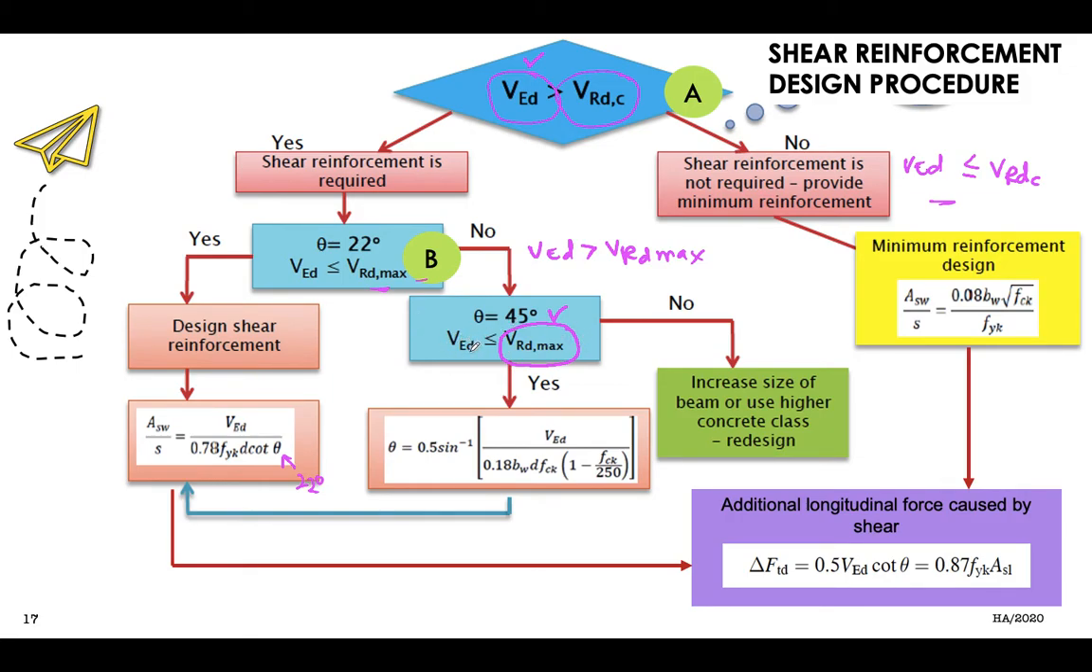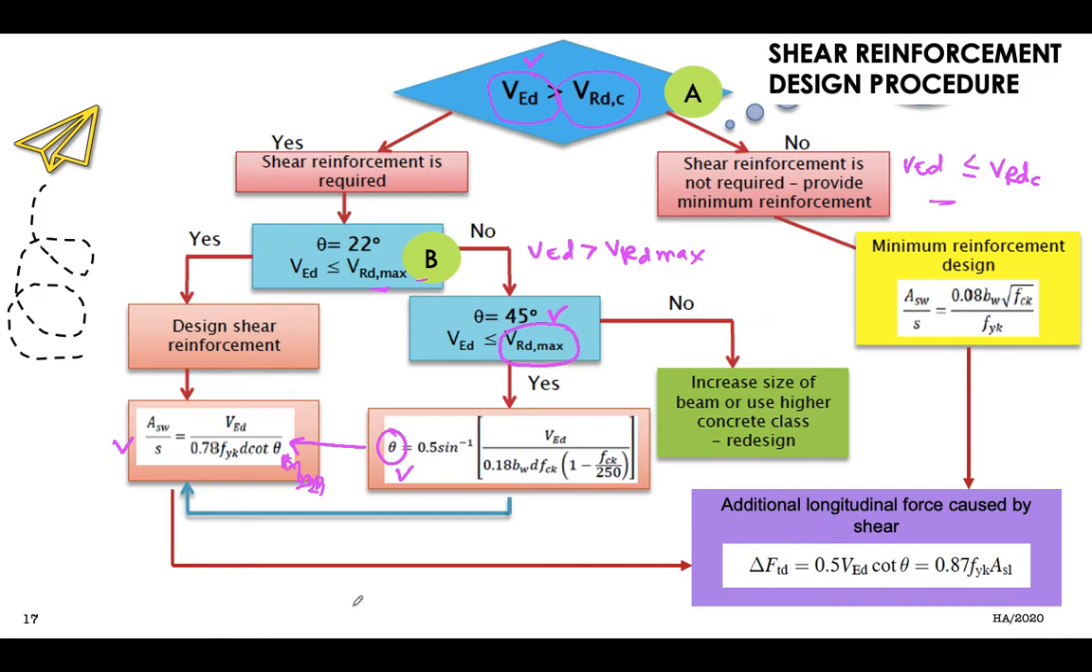So if VED is lesser or equal to VRD max in this part, therefore we are going to recalculate the value of theta to be used in the equation of the design of the shear reinforcement. So we are going to recalculate this value theta, and this theta value will be substituted into the equation ASW over S. So you can see here, instead of using this 22 degrees, we are going to use the value theta that has been calculated here. So this theta will be substituted into this equation.